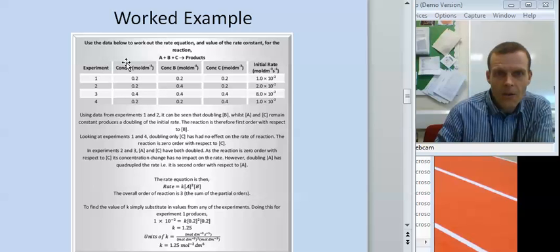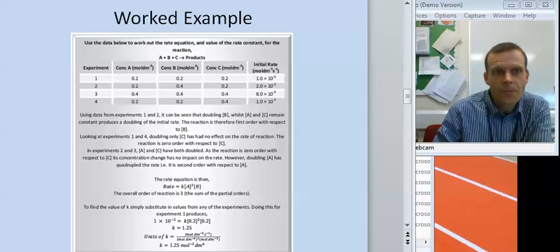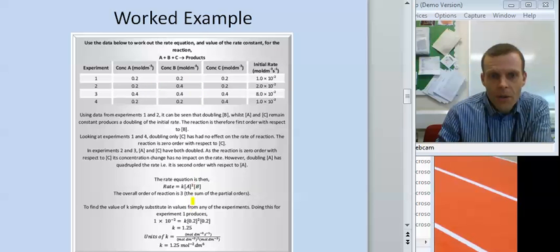So here's some experimental data. And you can work through this yourself, but maybe we'll just look at experiments 1 and 2. So we're choosing experiments where only one of the things has changed. And you can see here A stayed the same, C stayed the same. Well, B has doubled. What's happened to the rate?